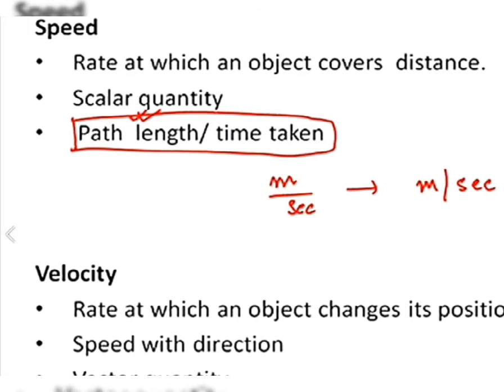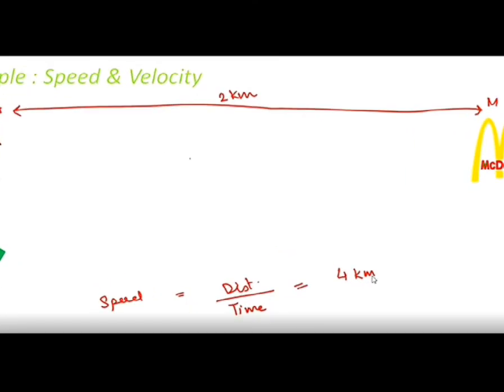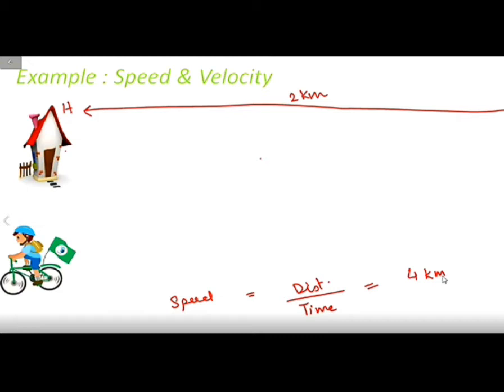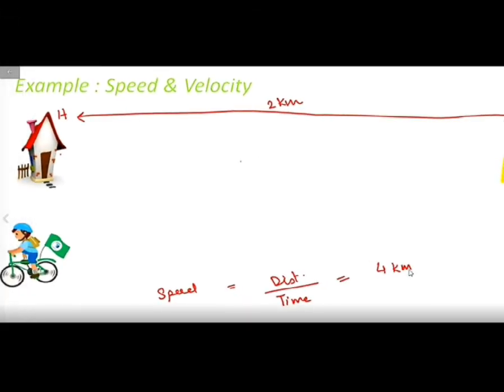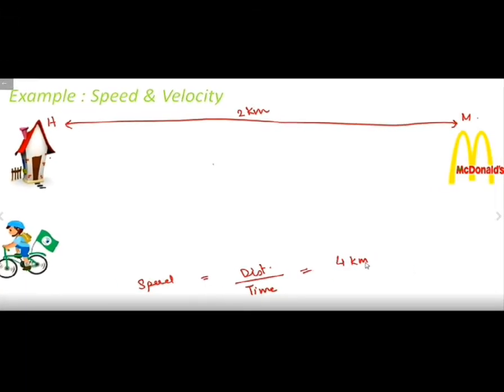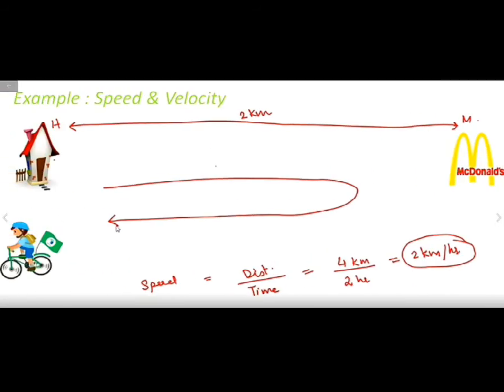Now let's take an example to understand speed and velocity clearly. Let's take the same example of a small boy. Say the boy is at home, at rest. Let's suppose the distance between his home and McDonald's is 2 kilometers. Now this boy starts cycling from home, reaches McDonald's, takes a U-turn and comes back to his house.